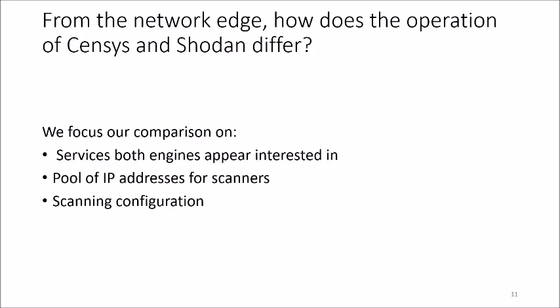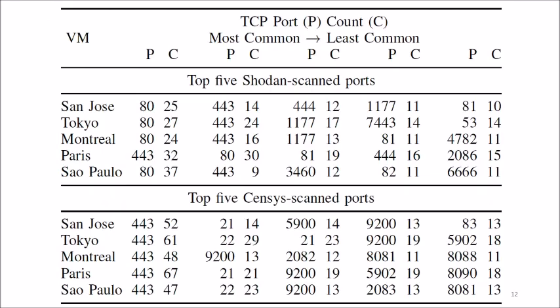From the network edge, how does the operation of Censys and Shodan differ? We focus our comparison on the services both engines appear interested in, the pool of IP addresses used for scanning, and the configuration of the scanners. This table shows the 5 most commonly scanned ports from Censys and Shodan. The most commonly scanned port was HTTPS for Censys and HTTP for Shodan. Our data shows that Shodan's most scanned port, HTTP, came in 9th position for Censys.